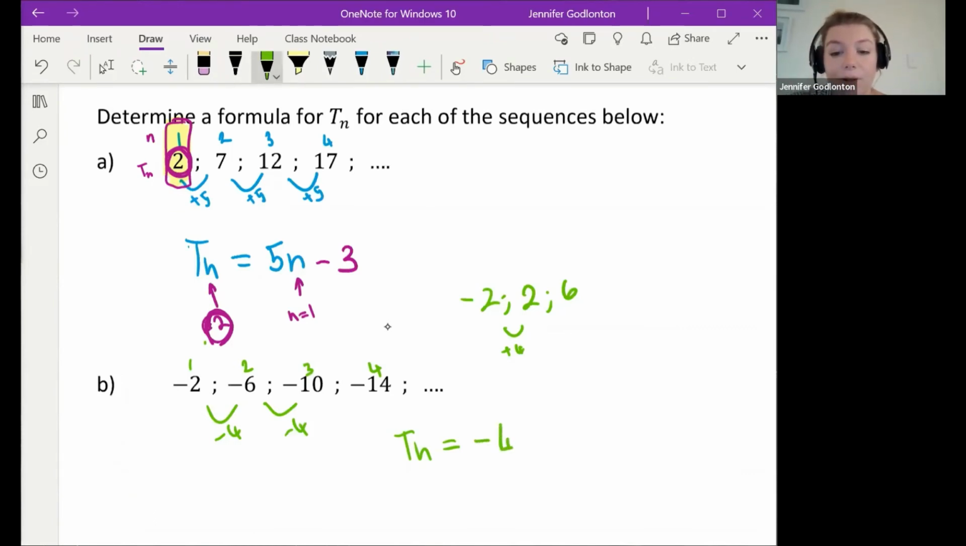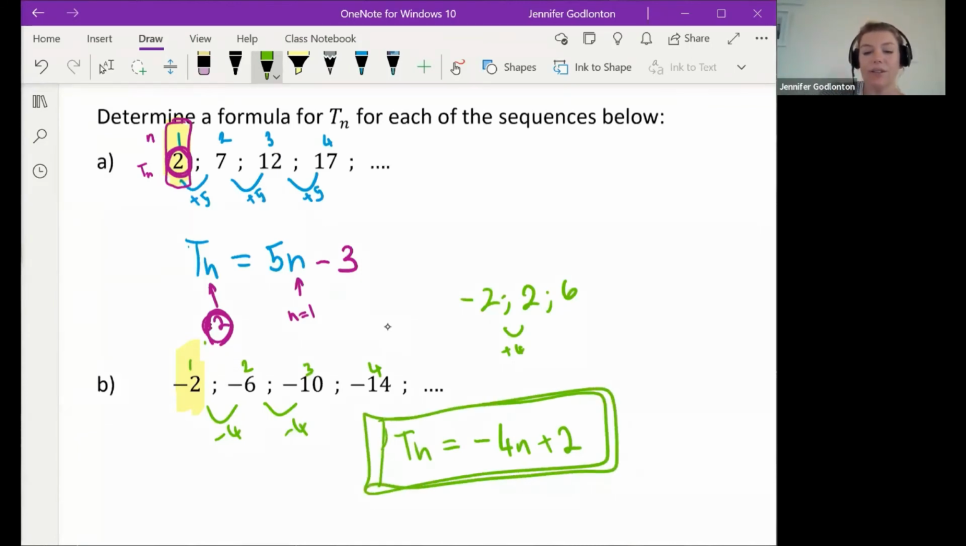So my first step is I get Tn equals -4n. Then I think about this pair over here. So I've got a 1 and a -2. So -4 times 1, and I'm needing my answer to be -2. So how do I go from -4 to -2? What do I have to do to get from -4 to -2? I have to add 2. Good. Okay. And so that is my final answer. So Tn is equal to -4n plus 2.